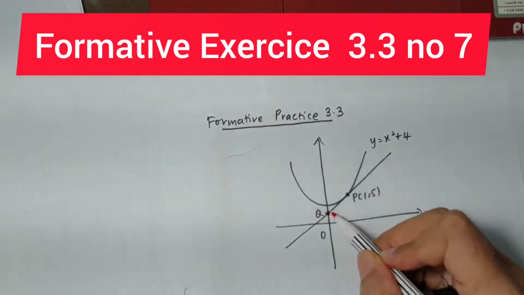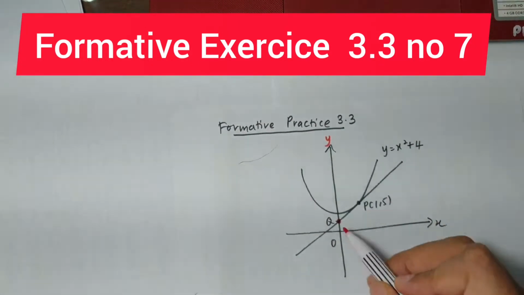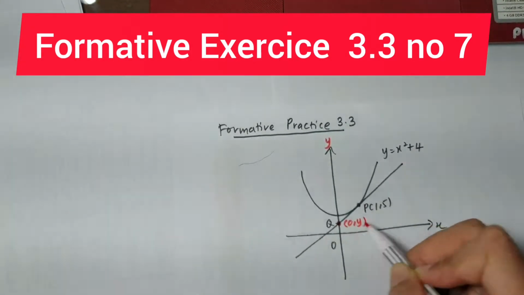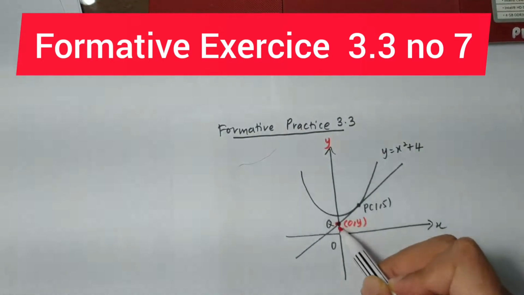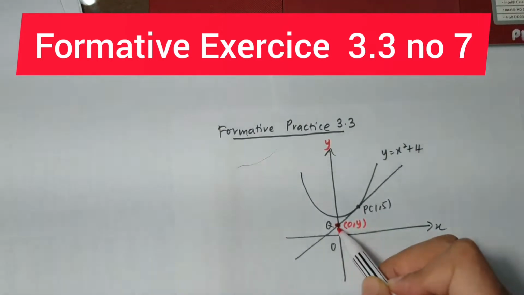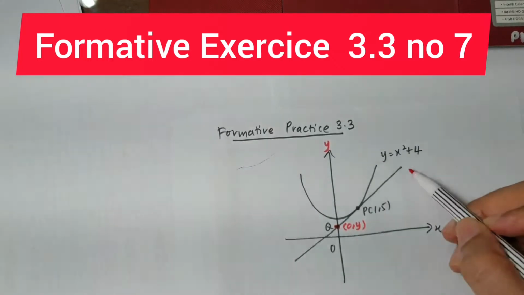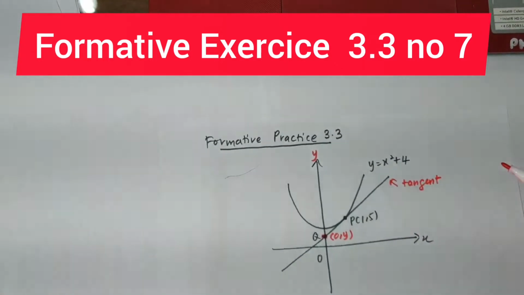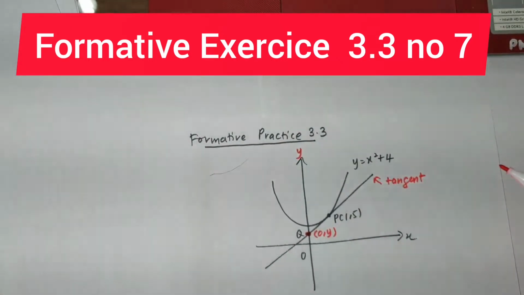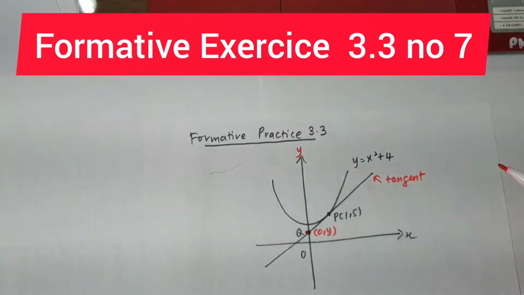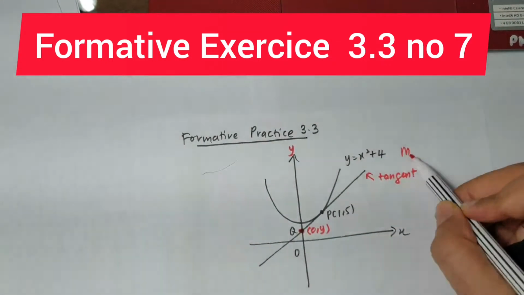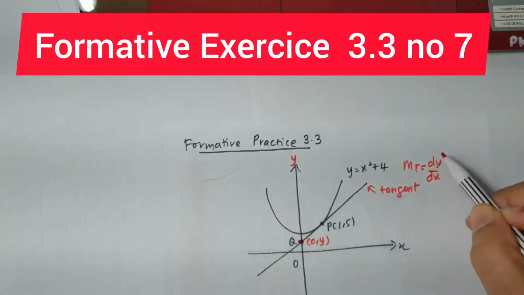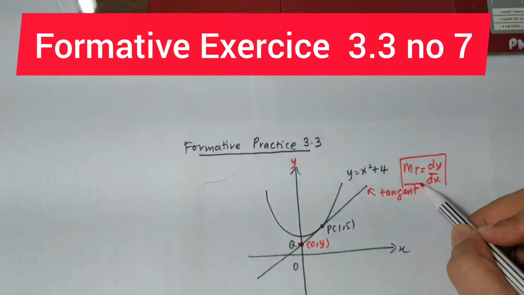So once you see it, the point lies on the y-axis. Of course, the coordinate is (0, y) because we don't know the value of the y coordinate here. Since it is stated that this line is a tangent to the curve, we can use the concept of the gradient of the tangent to the curve equals dy by dx. So you can use this concept.